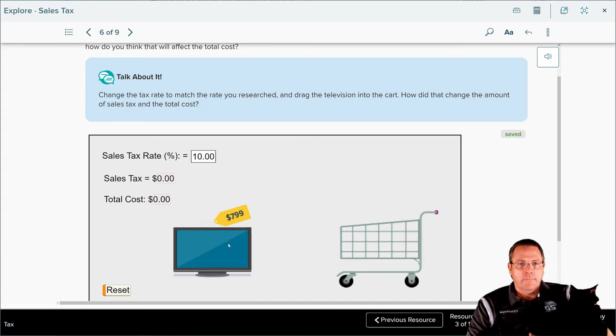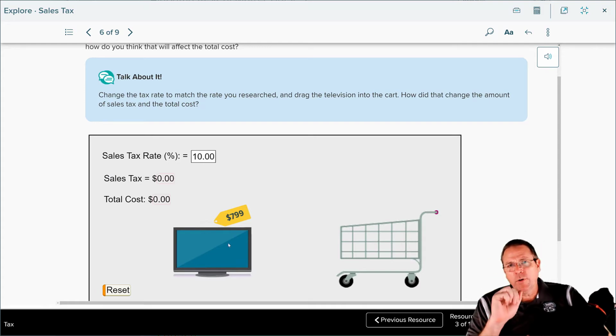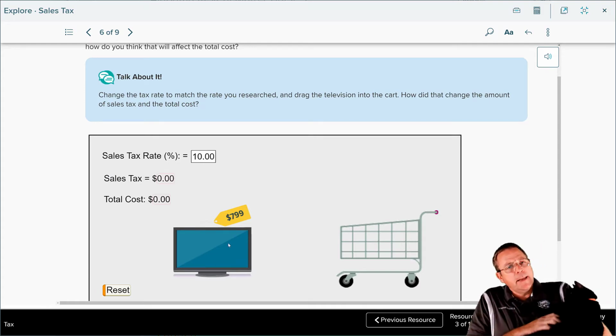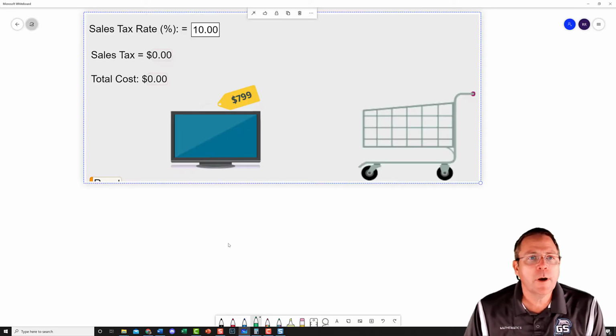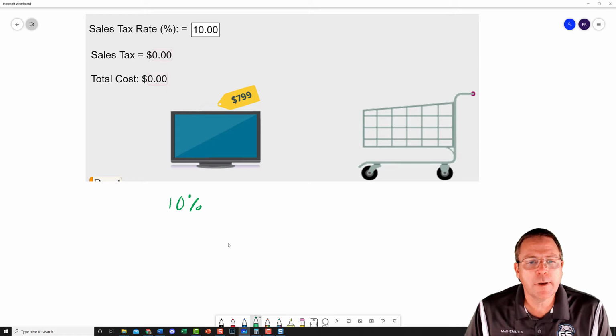And from there, we take that same TV. Before we do it, think about it. Let me put the cat down. Let's do a little bit of math. Now, as we talked about before, a 10% tax rate means now, for every $1 you spend, you're going to spend 10 cents in taxes.